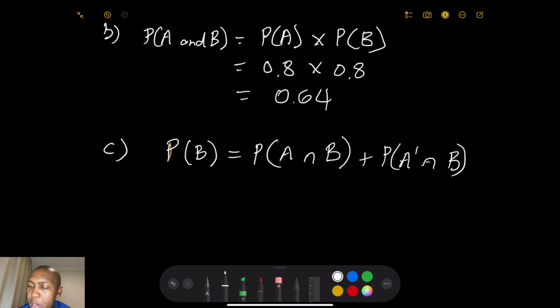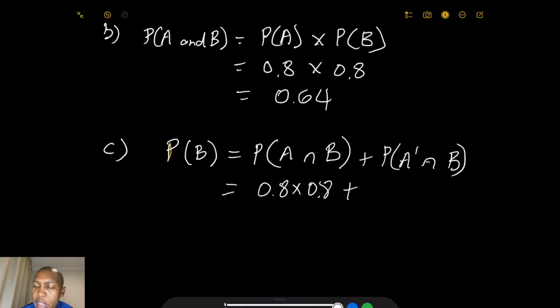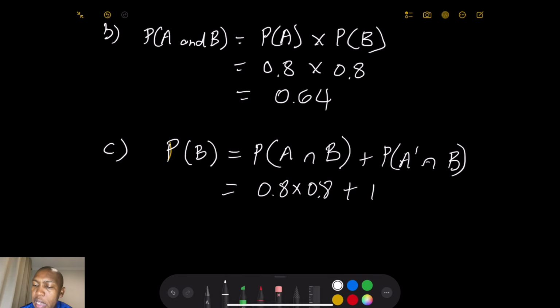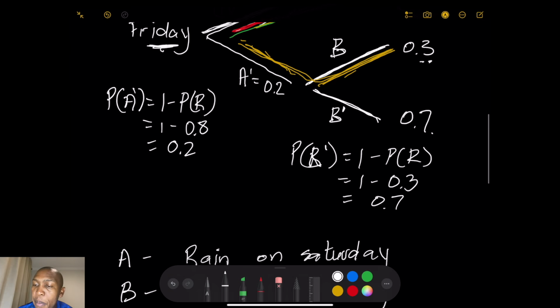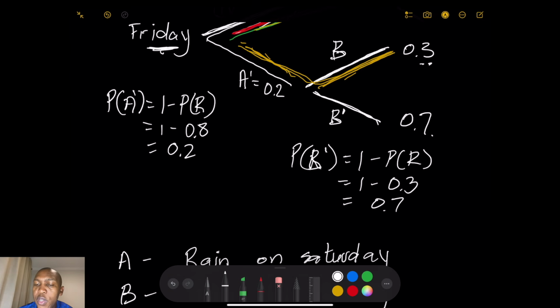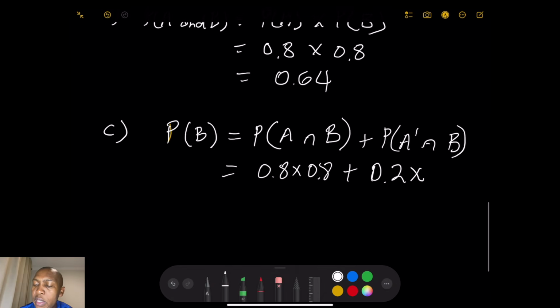and B. All right, so in this case, remember, we've got 0.8 multiplied by 0.8, plus, in this case, remember that the probability that it does not rain on Saturday, we said that was 0.2, multiplied by the probability that it rains on Sunday. Remember, if it does not rain on Saturday, the probability of it raining on Sunday is 0.3.